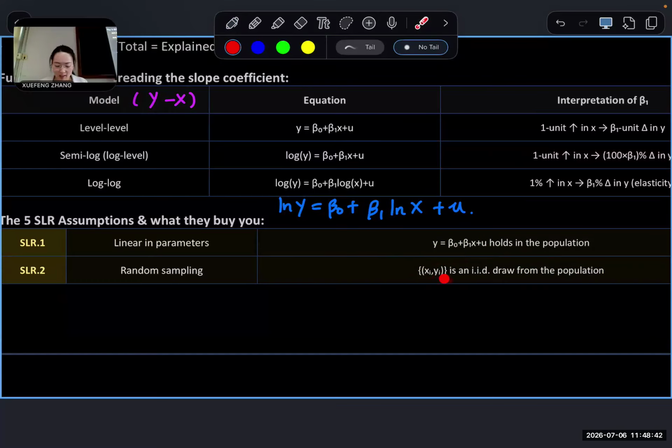So here is our data, x i and y i are an IID draw from the population. What is IID? Have you heard about this one? This is a very important assumption, okay? What is IID? It means independent and identically distributed random variables.